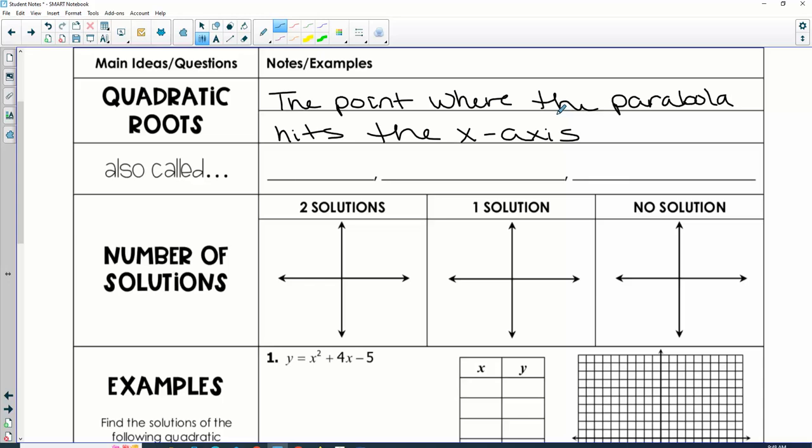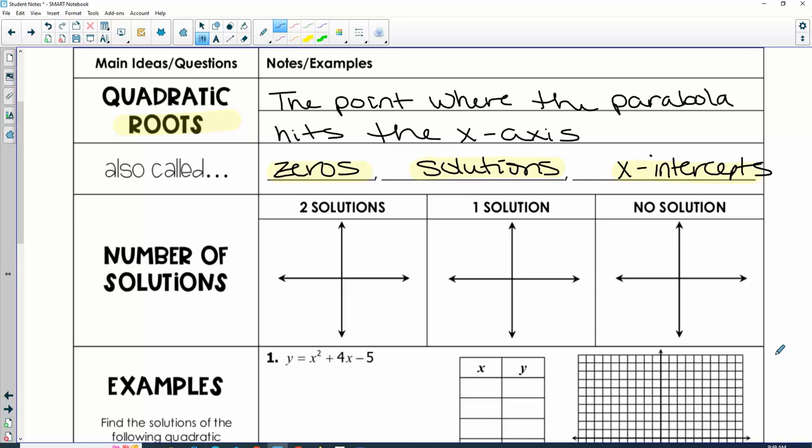When I'm talking about those, I can actually call them a lot of different things. They might be called roots, but there's 4 words total that we might see. They might be called the zeros, the solutions, or the x-intercepts. And all of those mean the same thing. Tell me where that parabola touches the x-axis.